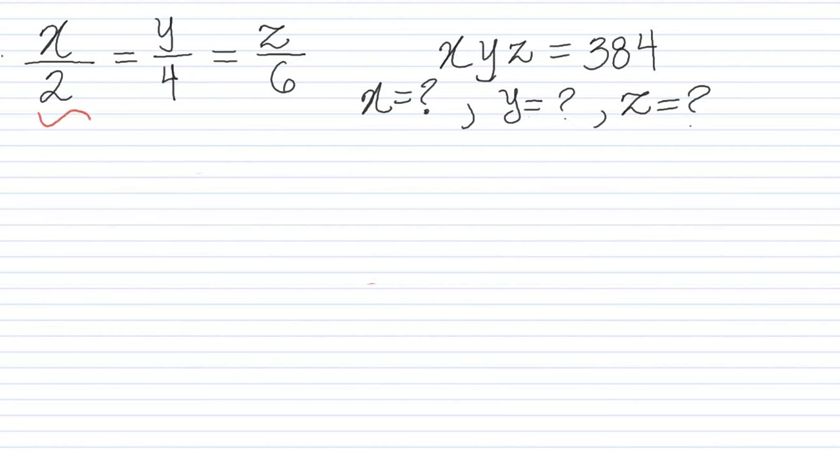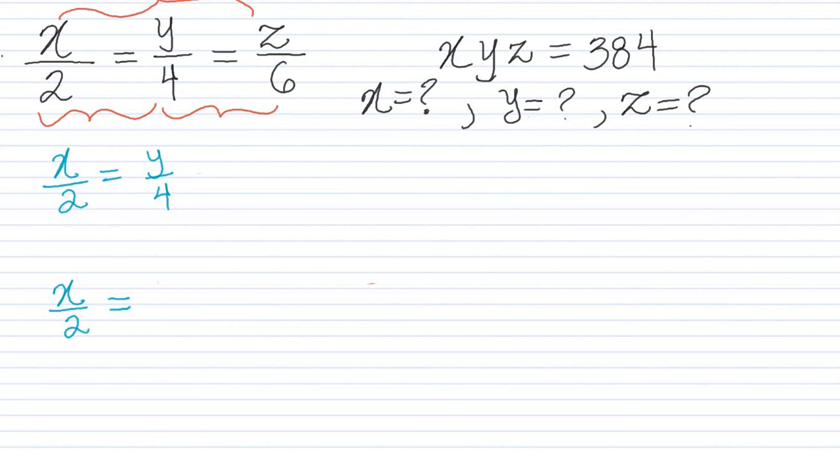Since this equals this too, hence this x here equals the one up top. So I'm just going to rewrite it. I'm going to break down the question. So we're going to have x over 2 equals y over 4. Okay, that's the first one. Then we're going to have x over 2 equals z over 6. Okay, so I'm isolating the other part of the question. And y over 4 equals z over 6, right?